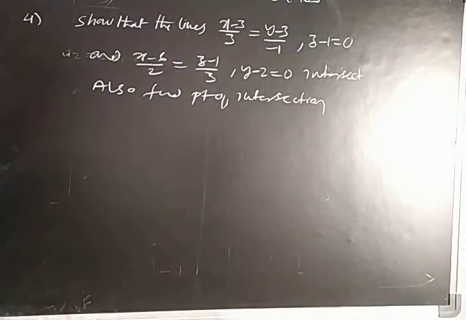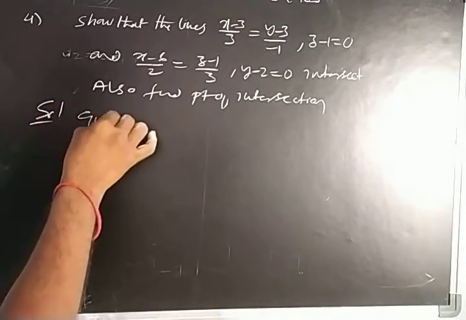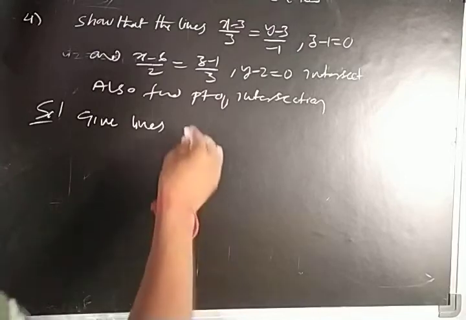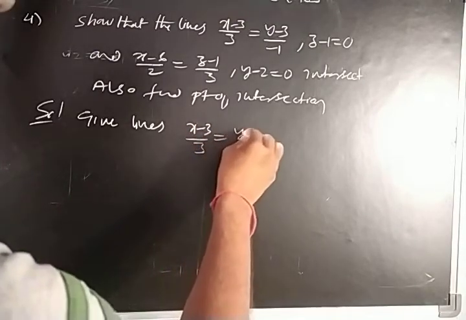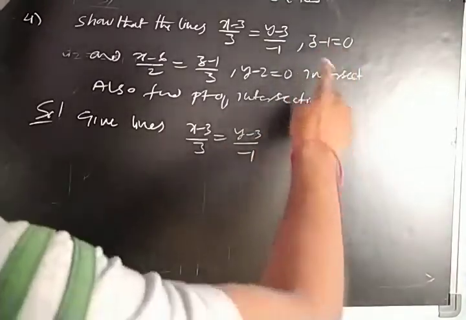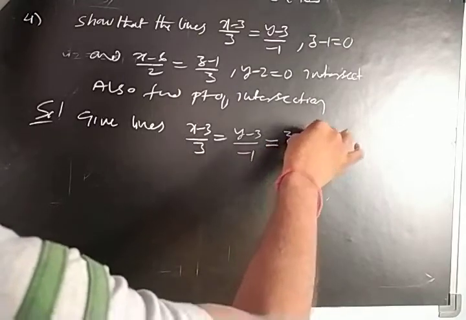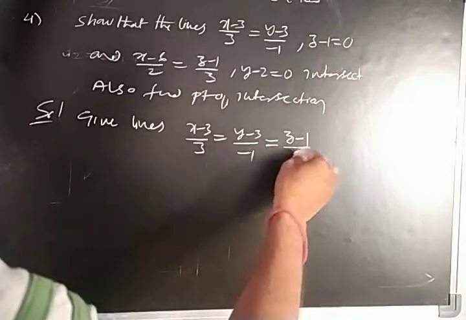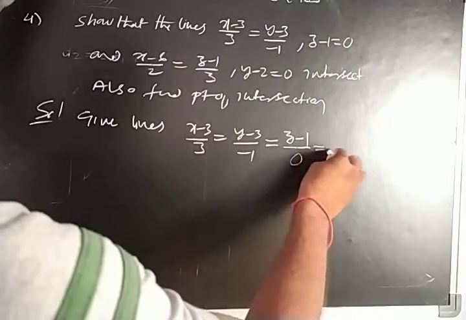Right. Now, given lines, I am writing in proper form. First line: (x minus 3)/3 = (y minus 3)/(minus 1). This is a separate equation. How can we write this? Already I explained before starting the exercise. You can write this as (z minus 1)/0. To get any point on this line, take t1.